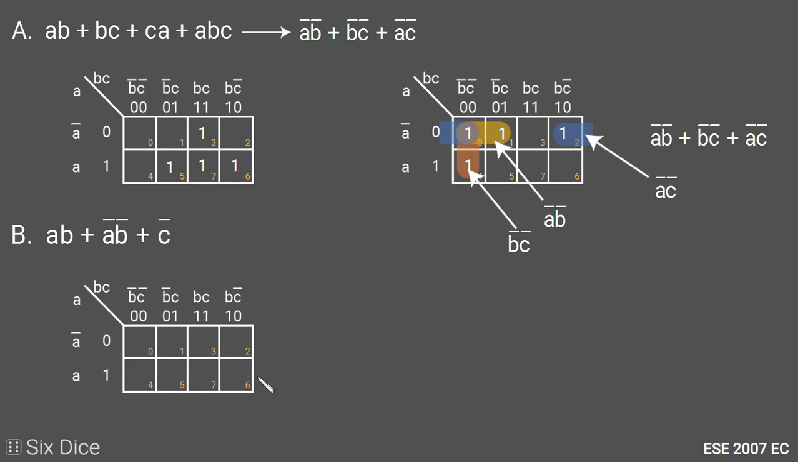Now for option B, we need to find AB. For AB, A is common in the second row and B is common in the third column and fourth column, so we need to put 1 at the 6 and 7 positions. For A bar B, A bar is common in the first row and B bar is common in the first column and second column, so we need to put 1 at the 0th cell and 1 cell. And for C bar, C bar is common in the fourth column and first column, so we need to put 1 at all 4 cells.